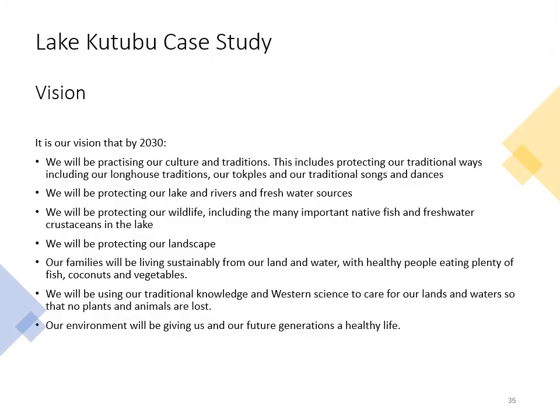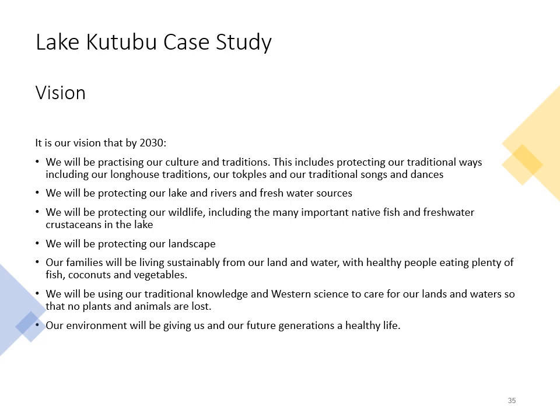And then from Lake Tubu, this is the vision here, again, really nicely encompassing of some really important points, a bit like on that compass. So practicing culture and traditions, protecting the lake and the rivers, protecting the wildlife and the landscape, but families also living there sustainably, using traditional knowledge and Western science, the environment providing for the community and future generations. A really strong vision that talks about the future.